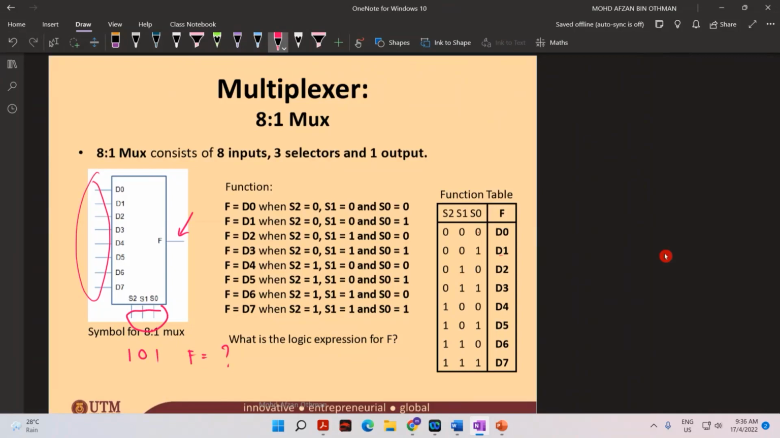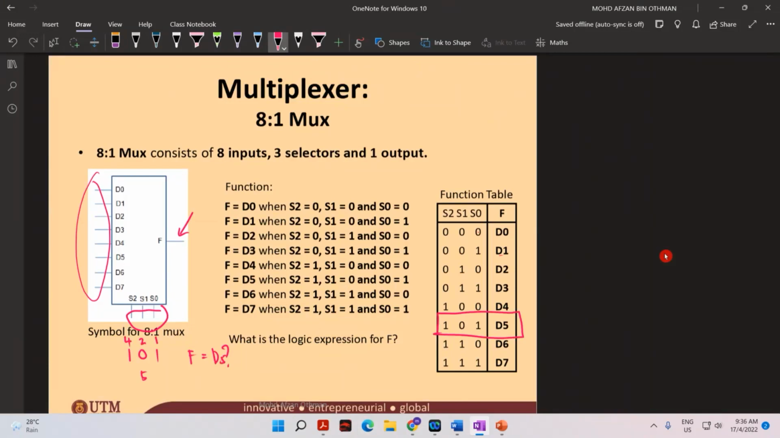Okay, sebab kita tahu dia is a selector. Selector ni adalah dalam binary. So why not we multiply the weightage? Kita darabkan dia punya weight, which is this is a 1, 2^0, 2^1, and 2^2. Okay, 4 tambah 1, kamu dapat 5. So automatic you know that F sama dengan D5. You see?